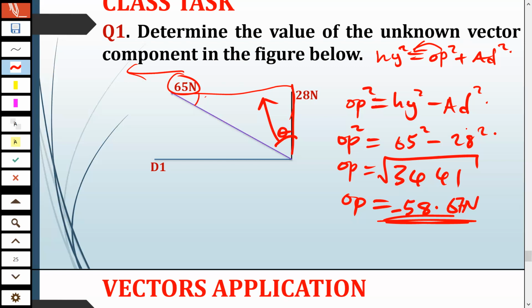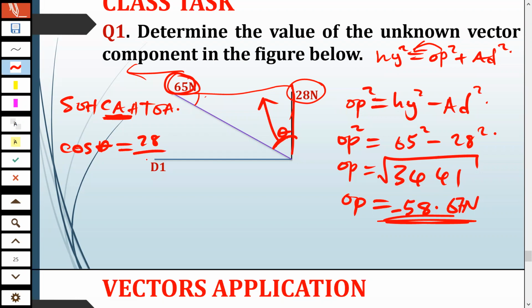Okay, so if you don't want to use this method, let me show you another simple method you can use to get the same answer using SOHCAHTOA. For SOHCAHTOA, you first have to find the angle. You've been given the hypotenuse and the adjacent, so let us find the theta there. Hypotenuse and adjacent is cos. So cos theta is equal to the adjacent, which is 28, over the hypotenuse, 65. So our theta is going to be the cos inverse of 28 over 65.